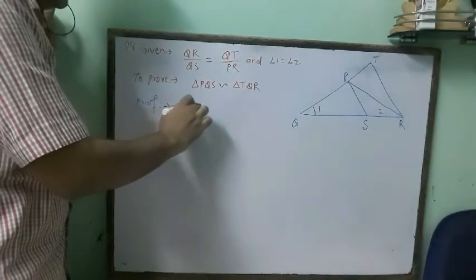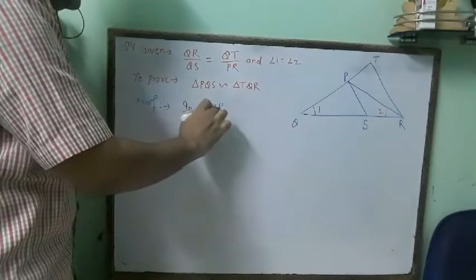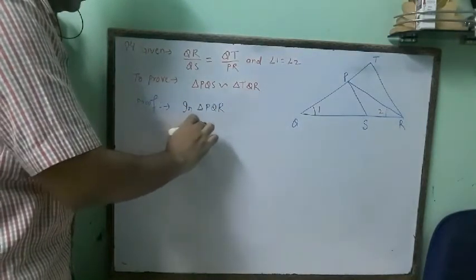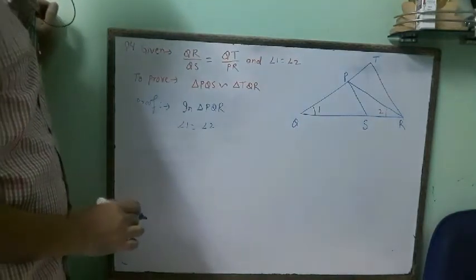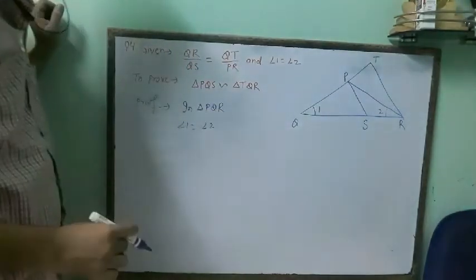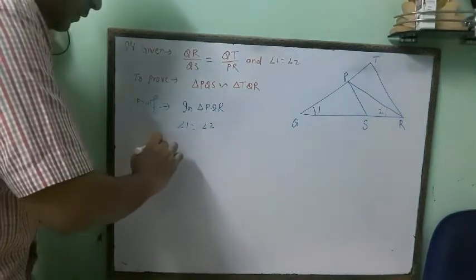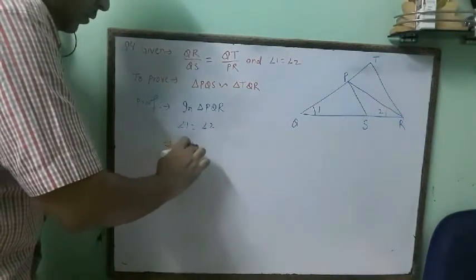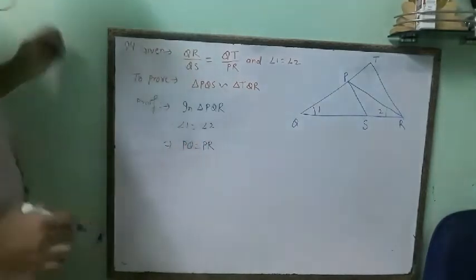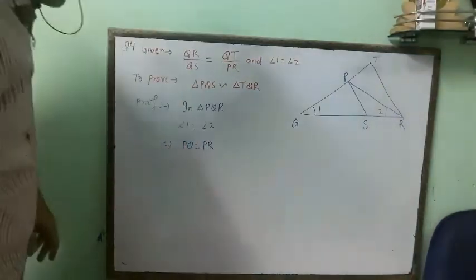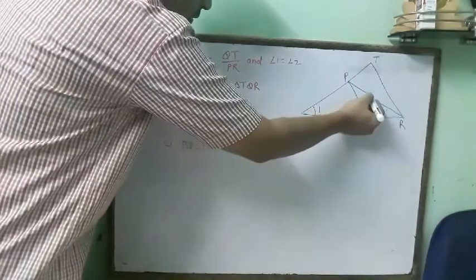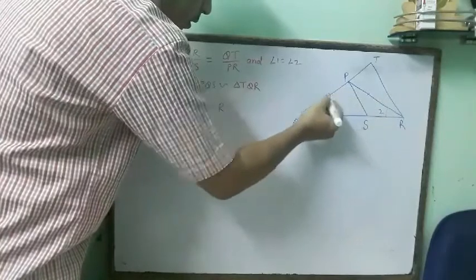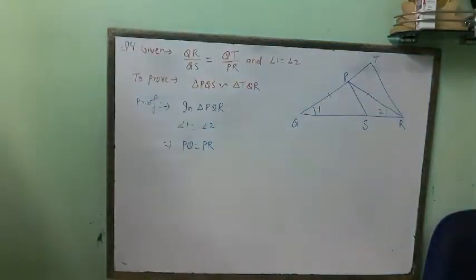See, in triangle PQR, since angle 1 is equal to angle 2, we know that if angles are equal, then the sides opposite to the equal angles will be equal. Then we can say that PQ is equal to PR. Sides opposite to equal angles are equal. So opposite to 1 is PR, opposite to 2 is PQ. Then we can say that PQ is equal to PR.